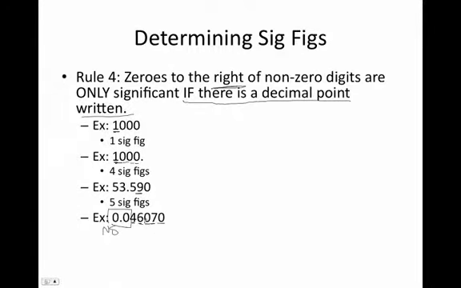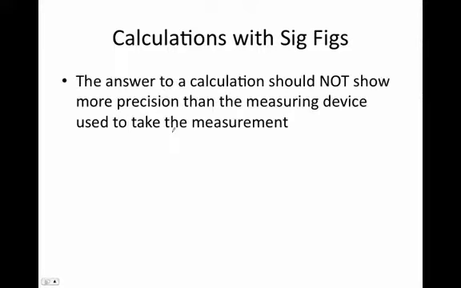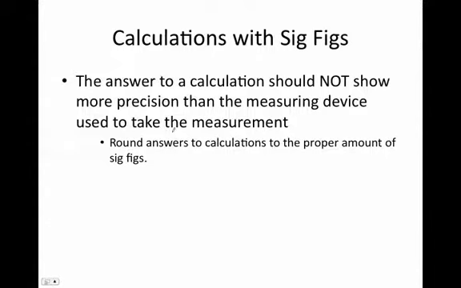Now there are going to be many times in this class that you are doing calculations with measurements, so we need to know how sig figs are affected by calculations. The idea is that the answer to a calculation should not show more precision than the measuring device that was used to take that measurement. To ensure this, we need to round our answers to the proper amount of sig figs. There are different rules for different types of calculations. So we'll start out with addition and subtraction.